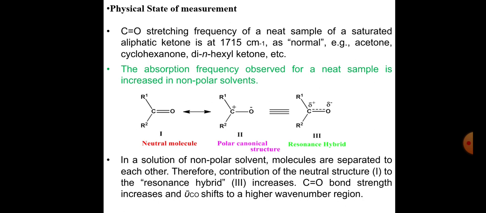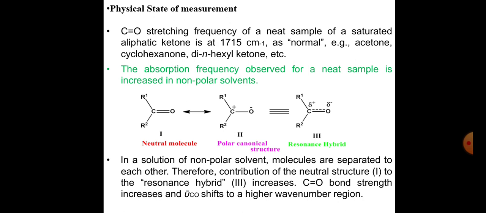The carbonyl stretching frequency of a neat sample of a saturated aliphatic ketone is observed at 1715 cm⁻¹. Examples: acetone, cyclohexanone, etc. The absorption frequency observed for a neat sample is increased in nonpolar solvents. See the structure. The first structure is the neutral molecule of ketone. The second structure is the polar canonical structure. Polar canonical structure means complete transfer of pi electrons to the oxygen atom because oxygen is an electronegative atom. Therefore carbon gets a positive charge and oxygen gets a negative charge.